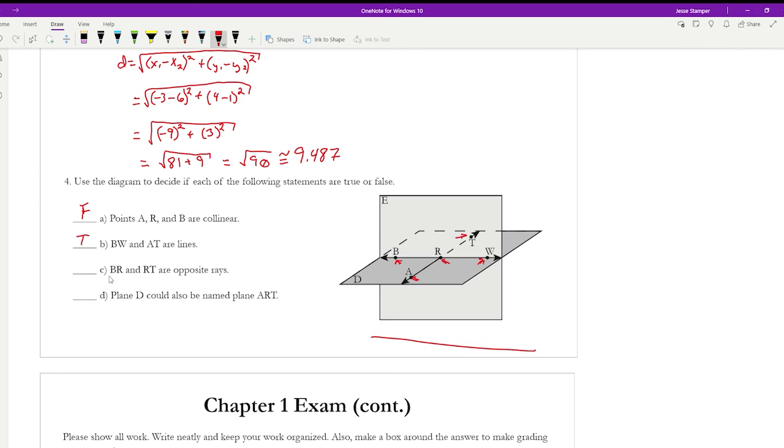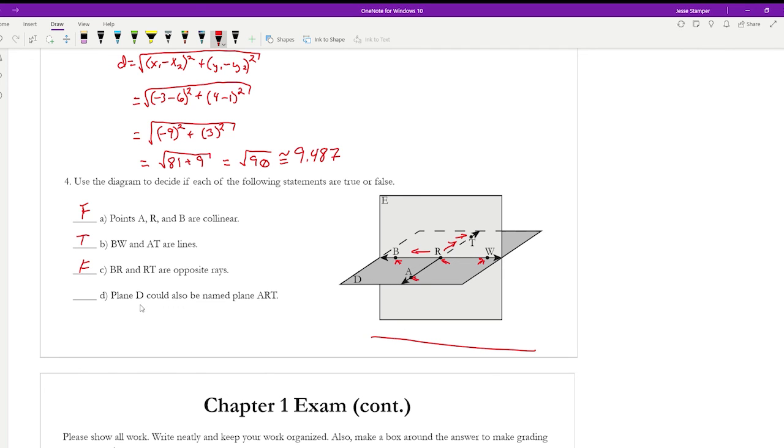Now number 4C gives us BR and RT are opposite rays. BR and RT. That means there would have to be a ray going that way and a ray going this way for RT. Those are not on the same line. They're not going in opposite directions, so that has to be false.